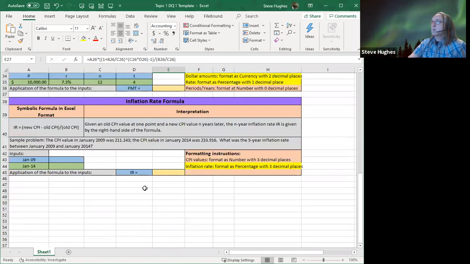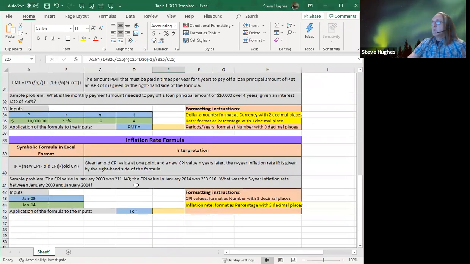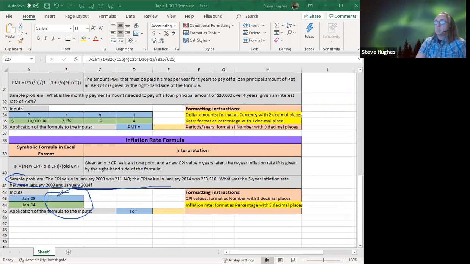Okay, scroll down. All right, now the last one, the inflation rate formula. You're going to do this exactly the same way, everybody. You're going to read right here, row 41. Here you're going to get your CPI values from row 41. You're going to type them in right here, right? The CPI value for January of 09, the CPI value for January of 14, and you type them right in those blue and green cells respectively.